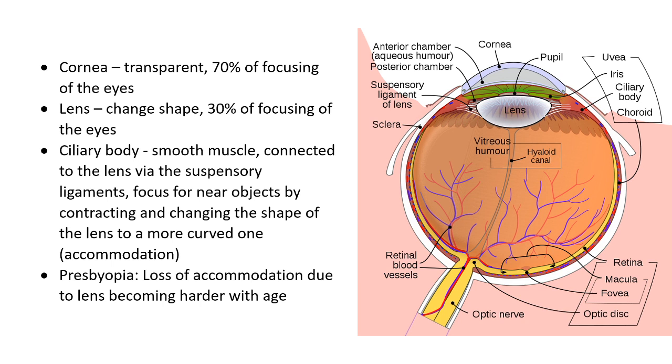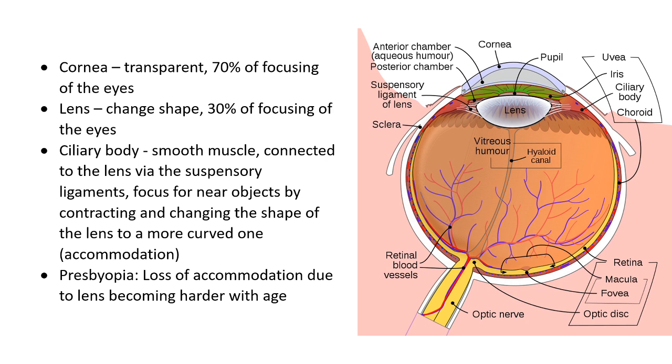Loss of accommodation can occur with age as the lens becomes harder. This is called presbyopia, and this is why everyone will require reading glasses after the age of 50.